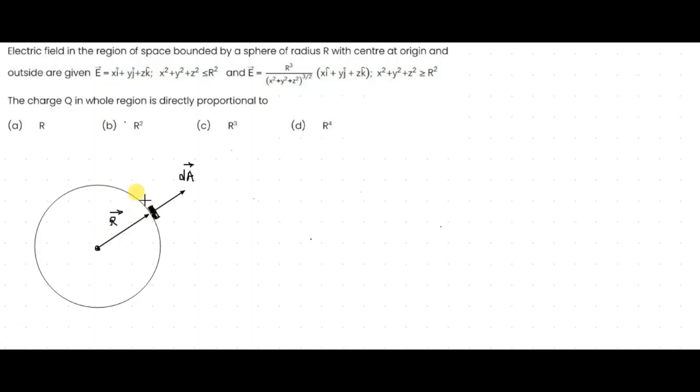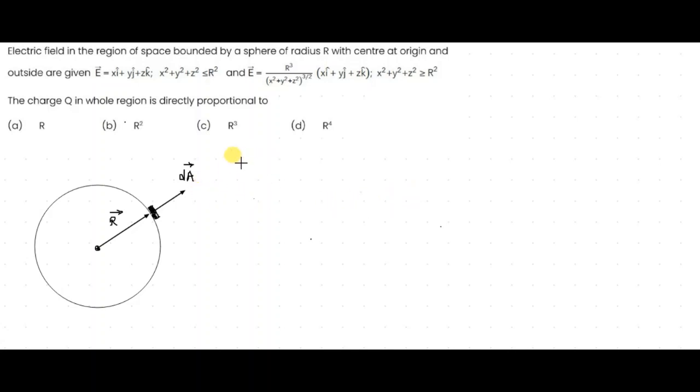First of all, again I'm repeating the question. You are given the electric field in a region inside the sphere of radius r, and then the electric field in the region outside the sphere of radius r. You are asked to calculate the charge q in the whole region connected with the sphere. How to calculate the charge? We'll use Gauss law in this particular case. We'll use the concept of flux. So what we want to use here is flux.